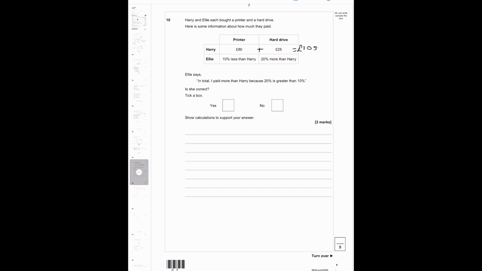Now let's work out how much Ellie paid. 10% less as a decimal would be 0.9, so we can do 0.9 times 80, which gives us £72. 20% more will be 1.2, so 1.2 times 25 would give us 30. Add the two together, we get 102. Therefore, we know she is wrong as she pays less than Harry.